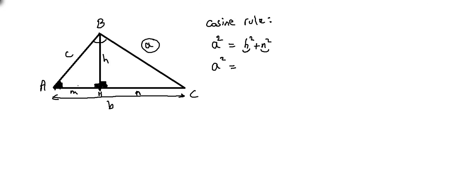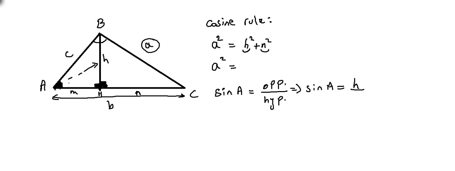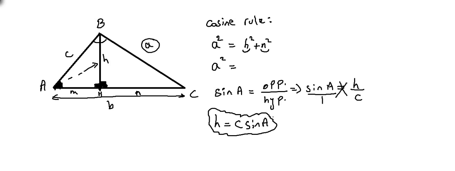If I take angle A and find its sine, we all know that the sine of an angle is simply opposite over hypotenuse. So in this case, sine A, what is opposite to angle A? Opposite to it is H. So it's H over the hypotenuse, which is C. That's nice. Why? Because now I can cross multiply and find H. So H is equal to C sine A. Now I have H in terms of C and sine A.